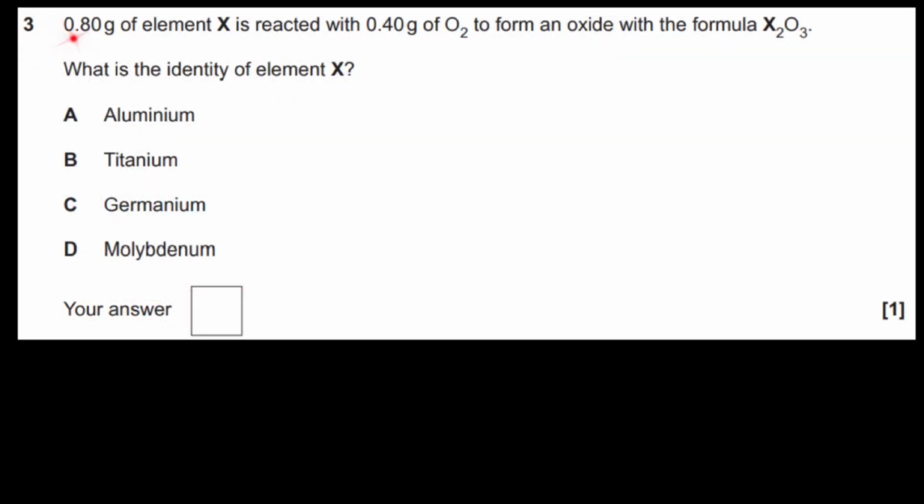Question 3. 0.8 grams of element X is reacted with 0.4 grams of O2 to form an oxide with the formula X2O3. What is the identity of element X? So the first thing we need to do is to write down the X and oxygen that we're looking at.